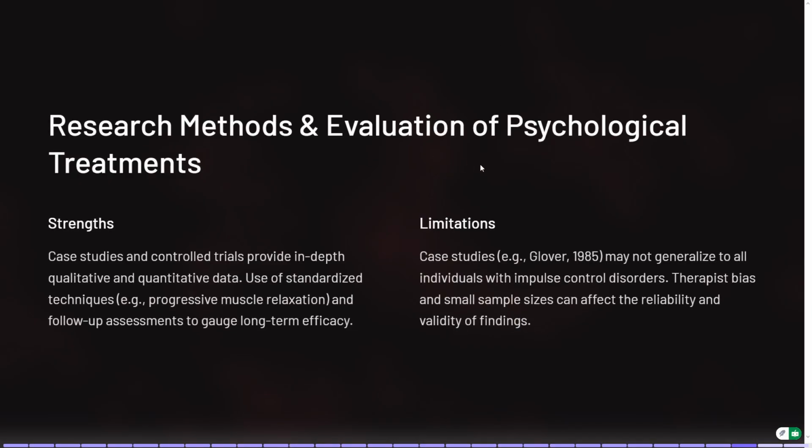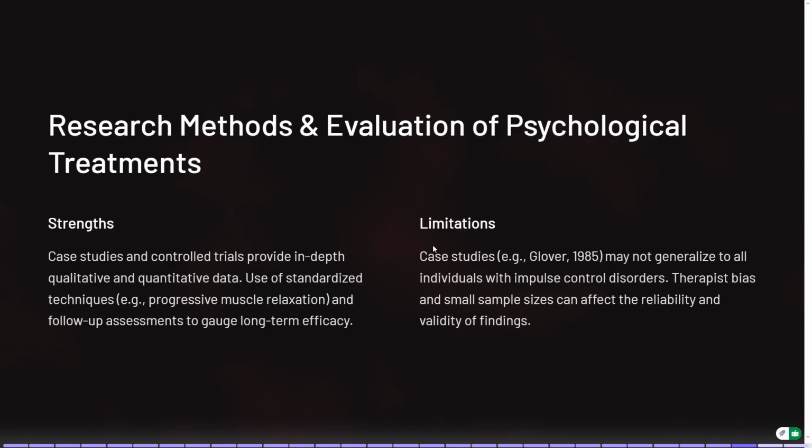Now, research method and evaluation of psychological treatment. What is the strength? They used basically case studies and controlled trials. So the trials were controlled, which provide in-depth qualitative and quantitative data. Do not forget they also used some form of measurement to be able to determine if they are improving or not. They also use standardized technique, for example the progressive muscle relaxation, and follow-up assessment to gauge long-term efficacy. So that is good, right?